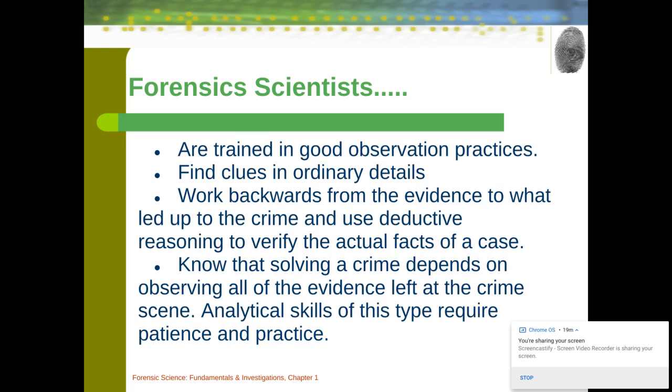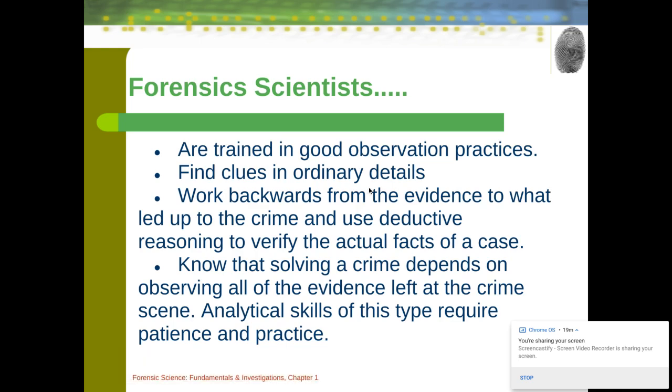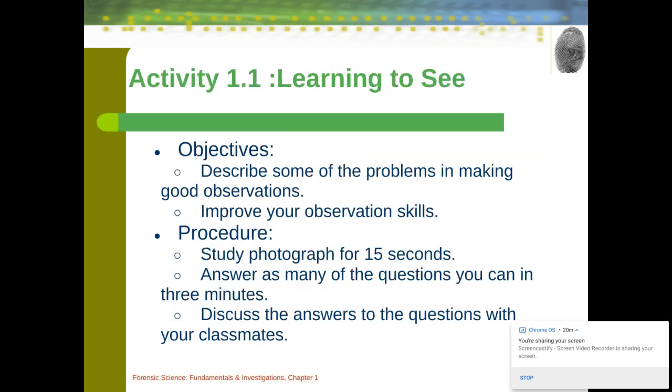So forensic scientists are going to be trained to be good observers. They're going to find clues in ordinary details, then work backwards to try and deduce, hey, what are the actual facts of the case? Use reasoning. And again, solving a crime depends on lots of evidence, taking that evidence, analyzing it, and it's going to require patience and practice.